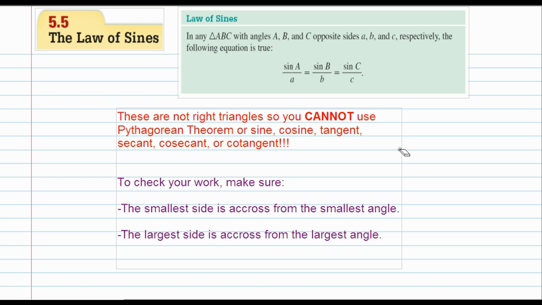I put a note on the front page here. These are not right triangles. You cannot use the Pythagorean theorem. You can't use sine as opposite over hypotenuse. You can't use cosine as adjacent over hypotenuse, etc. Make sure that you are checking your work in these.